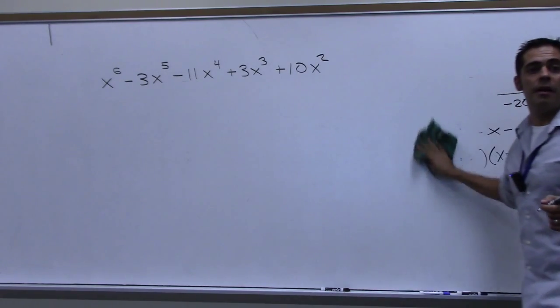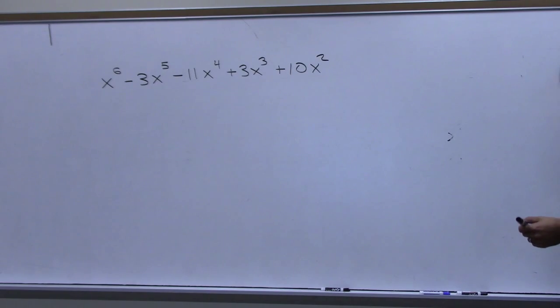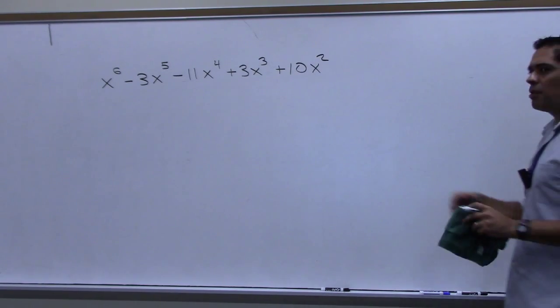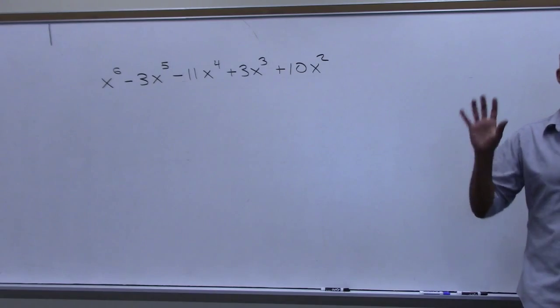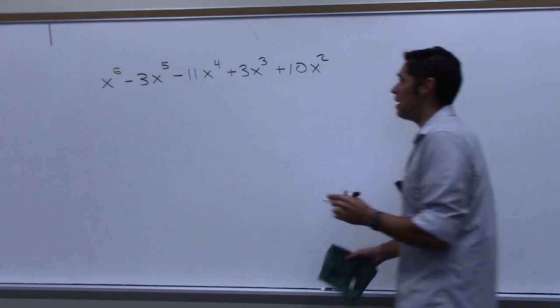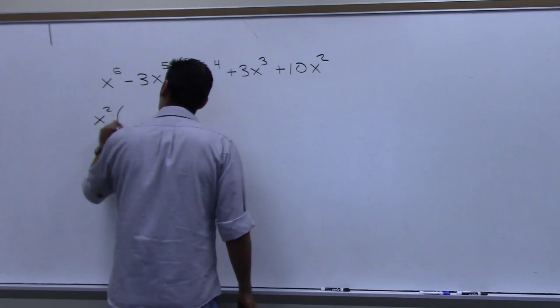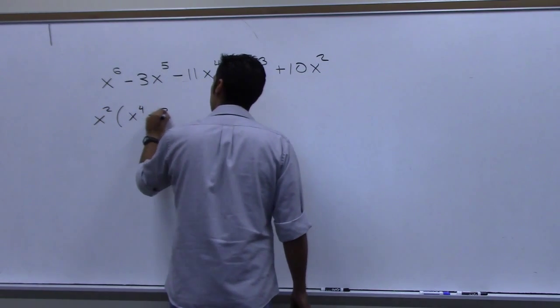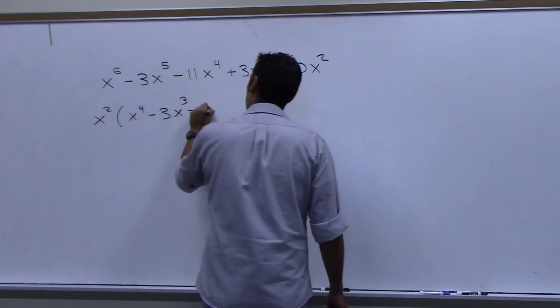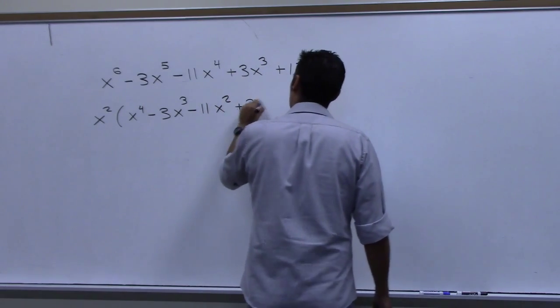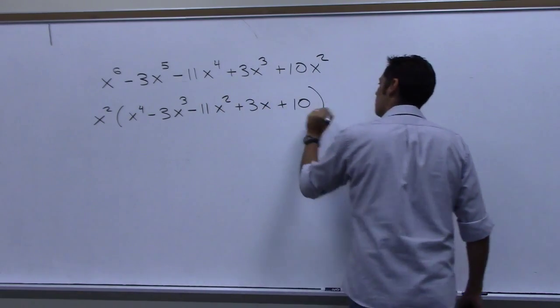So let's move around. Yeah, we have a GCF. Everyone see that we have a greatest common factor to start the problem? Okay, don't get all gung-ho and start doing your synthetic division now and creating your list. First, always try and see if you can factor it. So I'm going to pull an x squared here. Be left with x to the fourth minus 3x cubed minus 11x squared plus 3x plus 10.